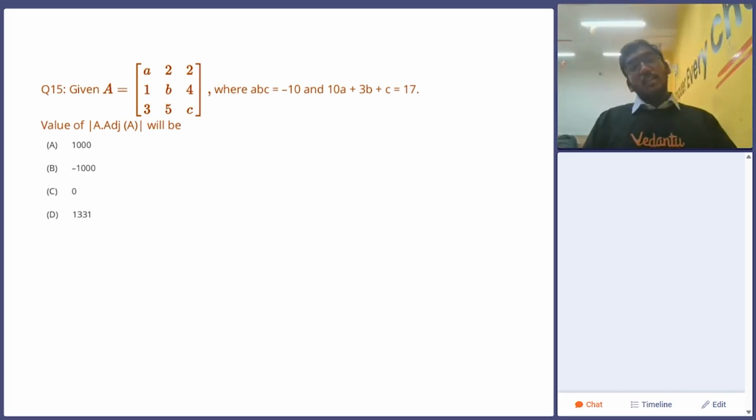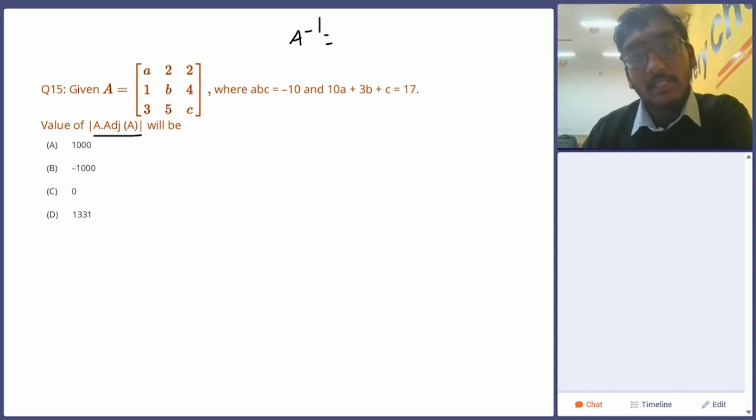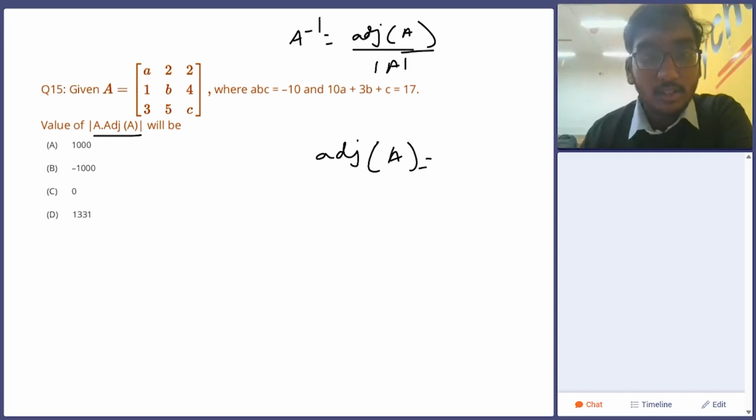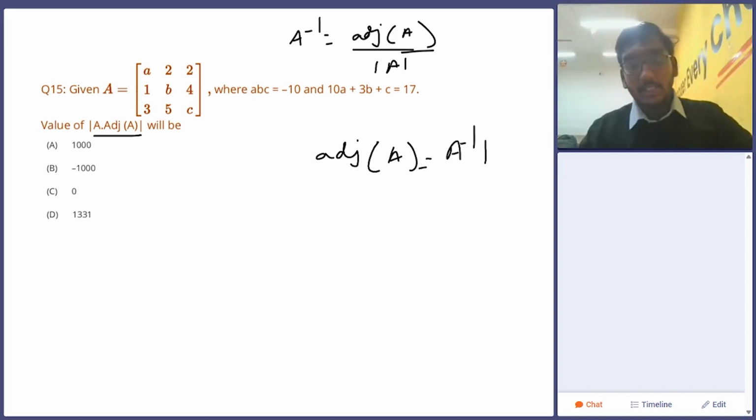So in the 15th question, what they are asking is the value of determinant of adjoint of A. Okay, so determinant of A times adjoint of A they are asking. You already know that A inverse can be written as adjoint A divided by determinant A. So with this, you just deduce the expression for adjoint of A. That will be A inverse into determinant A.